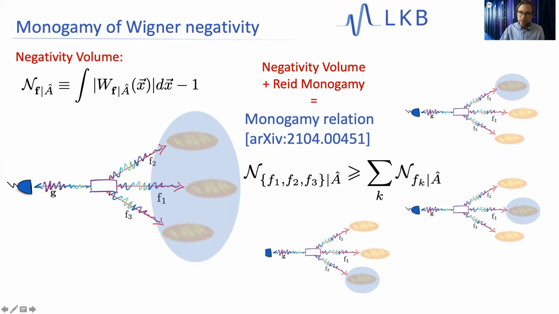And due to the monogamy, there will be at most one mode that can steer mode G. So at most, one of these negativity volumes will be non-zero. This is an important point in the proof. And this means that you have a very strong relation for how the negativity can be distributed. One important side remark is that it's possible that none of these local modes has Wigner negativity, but that the global state still has it.